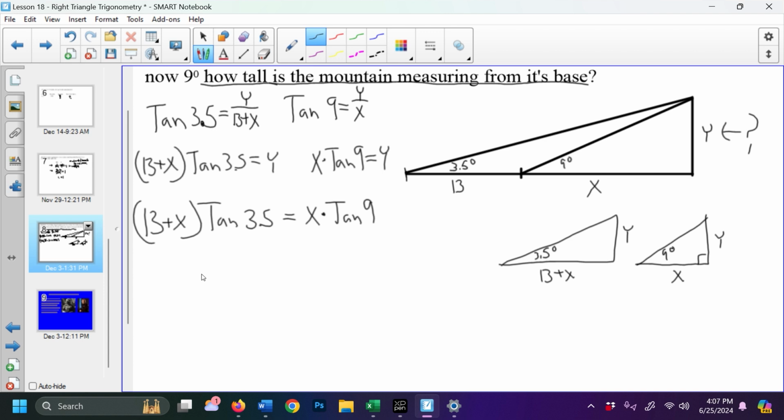All right, so I want to get the x's together, and you can do a couple of different things. I only want to make one calculation at the end. If you want, you can calculate the tangent of 3.5 and just type that in decimals. Remember to change it to degree mode instead of radians mode, which is the default setting. But I'm not going to do that. I want to keep these together. So I'm going to distribute this tangent of 3.5. So I'll have 13 tangent 3.5 plus x tangent 3.5 is equal to x tangent 9.